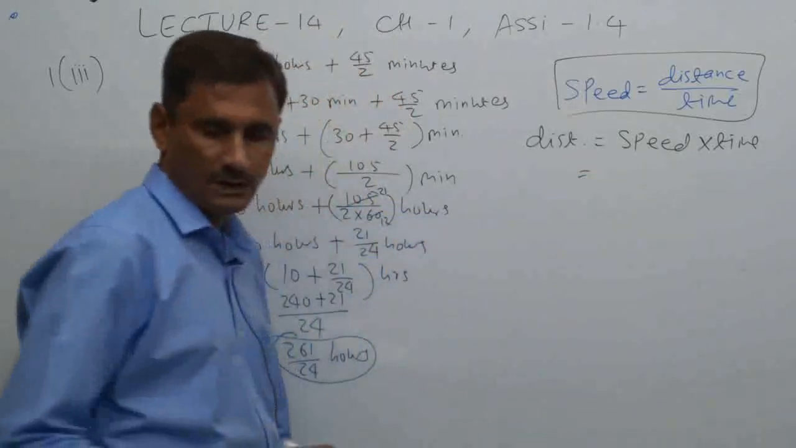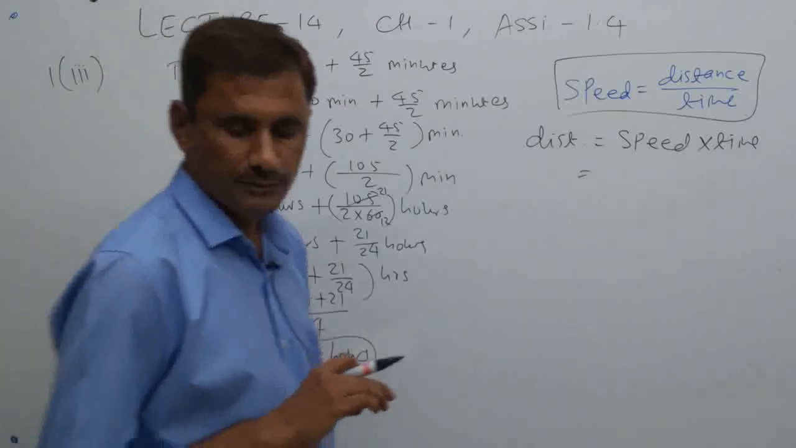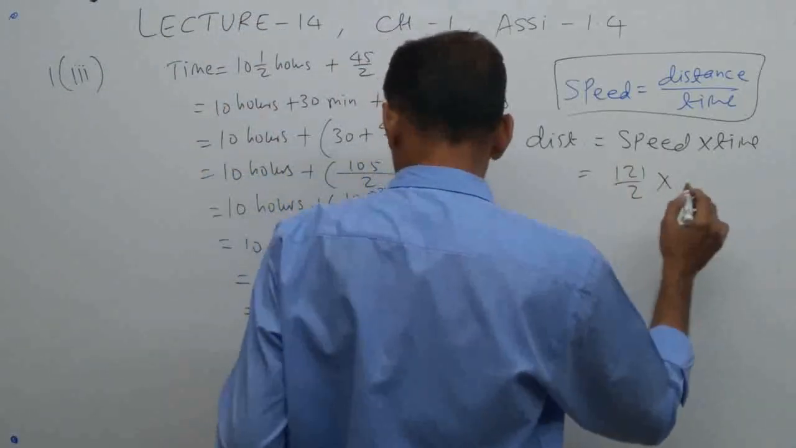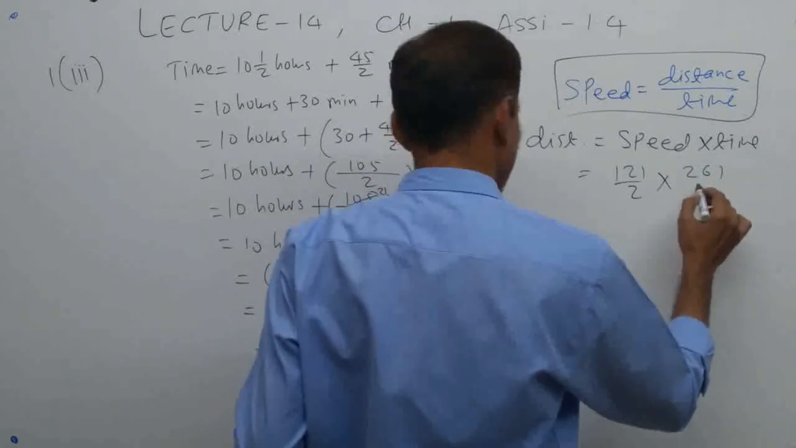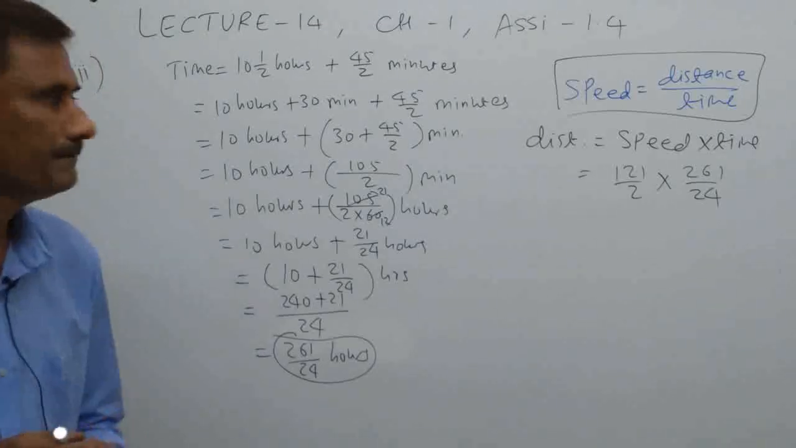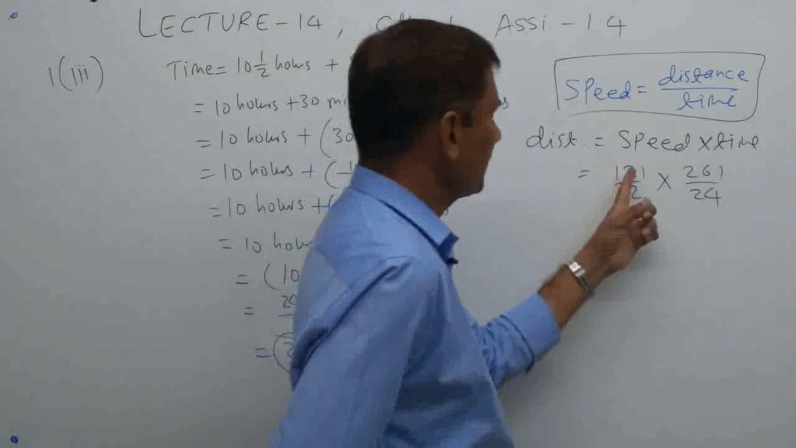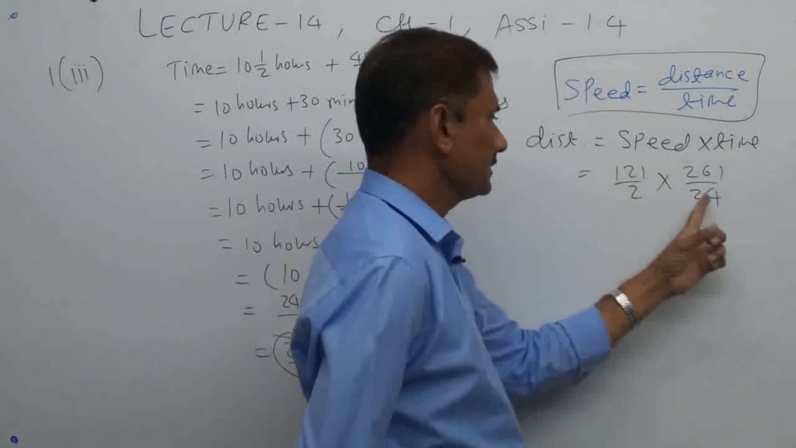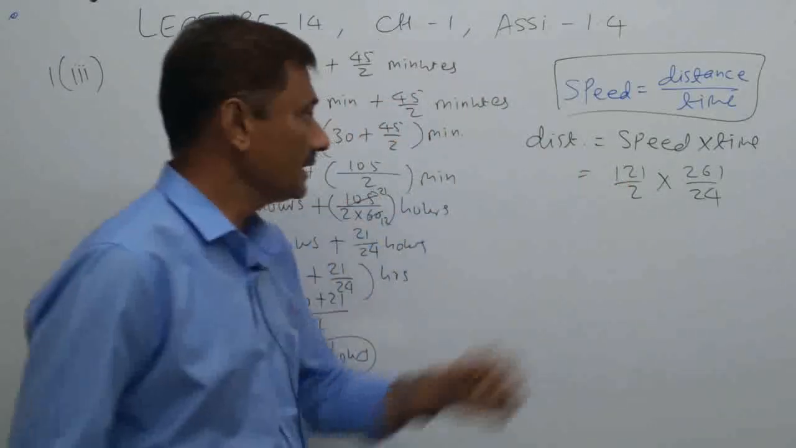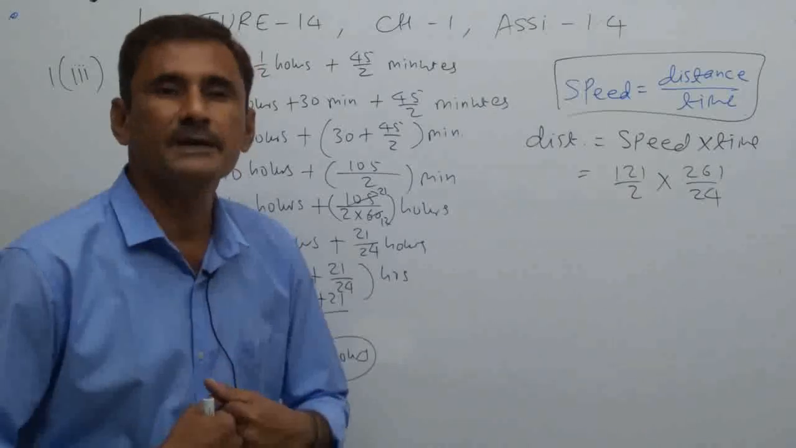Now just write here. Speed is given. How much? 60 integer 1 by 2 means 121 by 2. 121 by 2, and that we got 261 by 24. Okay, now simplify it. This is a multiple of 11. This is not. No even number is there. There is nothing to do. Just multiply both of them and then divide by 48. Otherwise, no way is there.